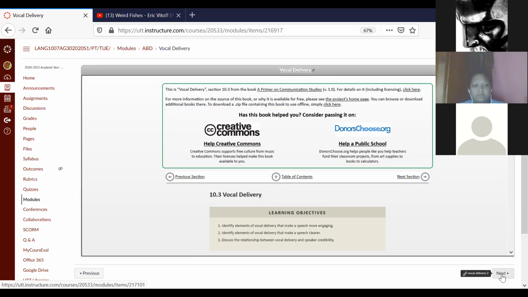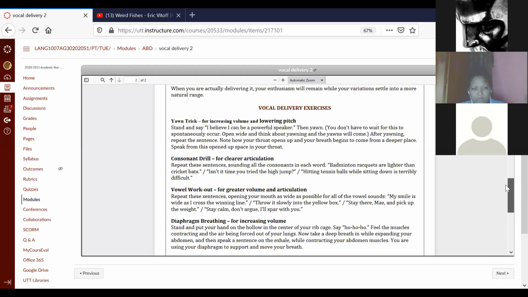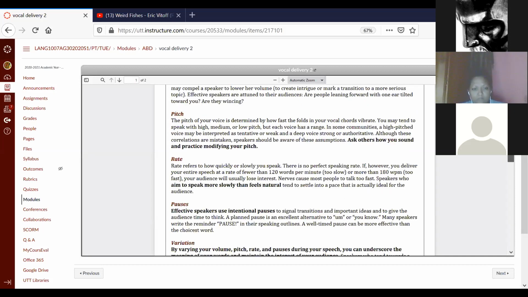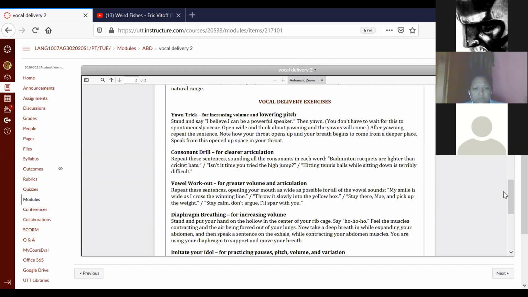So volume, rate, pitch, fluency, articulation, pronunciation. These are some of the things that impact how you as a speaker are received, and how you as a listener get the message from the speaker. Right, so this has some shorter explanations as well. It's like a cheat sheet, and also some exercises you can work on to improve your public speaking.